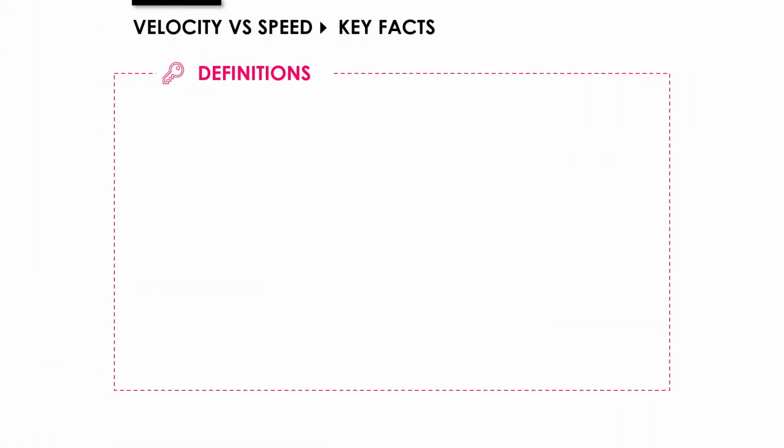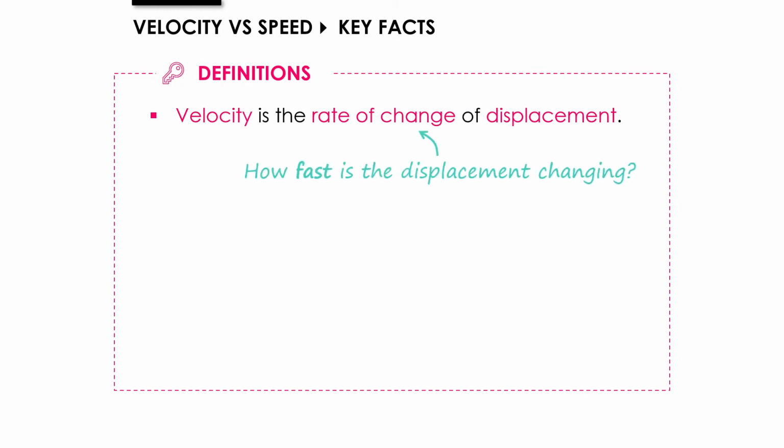Let's now take a look at velocity and speed. Velocity is defined to be the rate of change of displacement. That essentially means how fast the displacement is changing. If your displacement is changing quickly, that means the magnitude of your velocity would be larger.